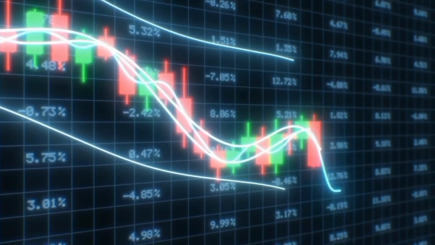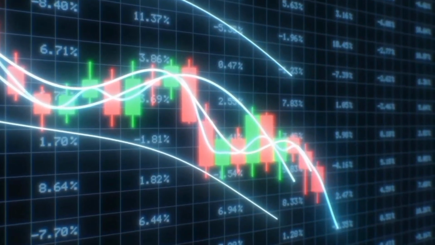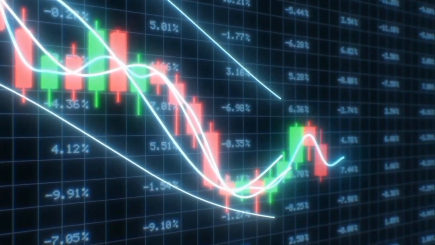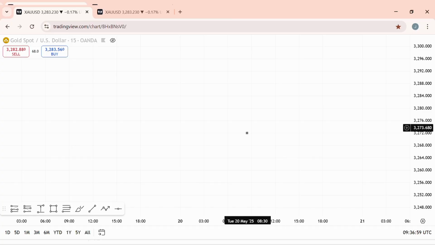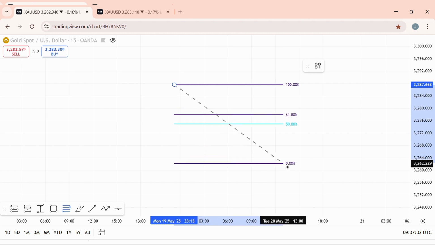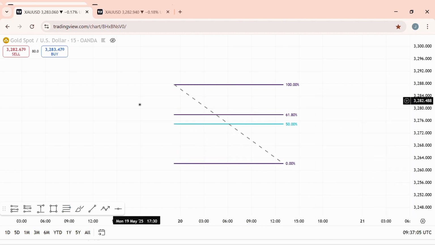Here is exactly how the Fibonacci trading strategy works and how you can start using it on your charts today. First things first, I'm going to give you the basics of the Fibonacci retracement tool, and this is how it looks. In our previous video, I showed you how to customize it, and today I'm going to give you the basic parts we are interested in.